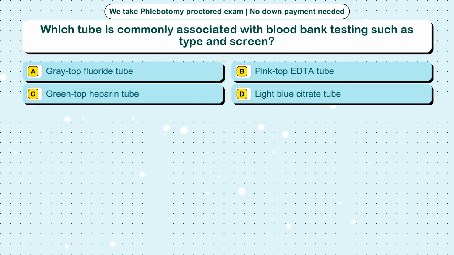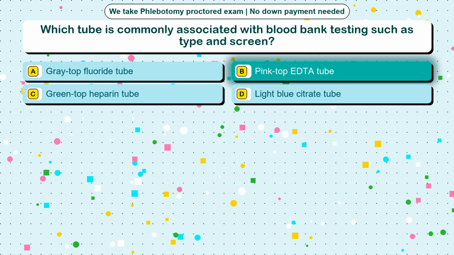Question 81. Which tube is commonly associated with blood bank testing such as type and screen? Option A. Gray top fluoride tube. Option B. Pink top EDTA tube. Option C. Green top heparin tube. Option D. Light blue citrate tube.